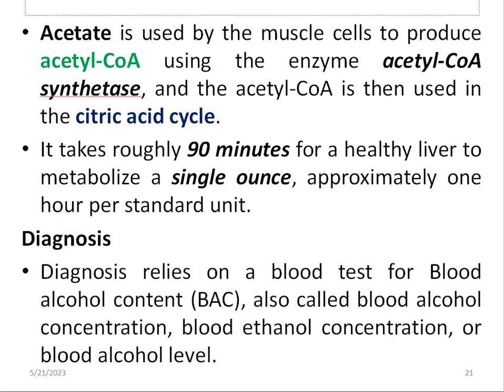Okay, in acetate form, the alcohol byproduct can be used by the muscles to produce acetylcholine, using the enzyme acetylcholine synthetase, and the acetylcholine is then used in the citric acid cycle. As earlier noted, it takes roughly 90 minutes for a healthy liver to metabolize a single ounce, or about 60 minutes to break down a single ounce of alcohol.